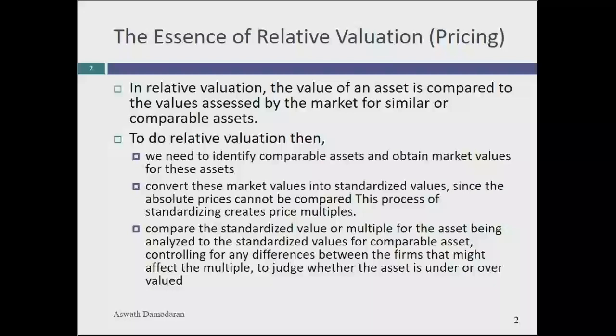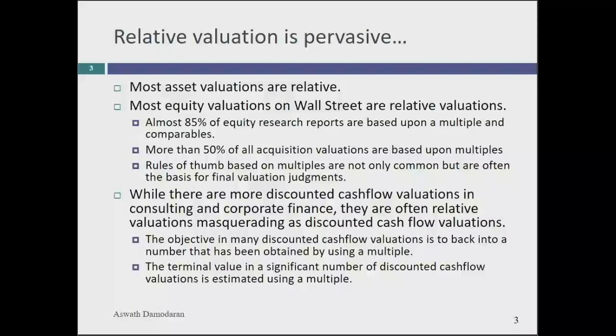So we find comparables, we standardize the price, and then we compare across the companies. And we're careful, we realize there are differences. If the company we're looking at is riskier or has higher growth, we try to control for differences. The essence of pricing is those 3 steps: coming up with the comparables, standardizing the price, controlling for differences. So early on I told you that most of what you're going to run into is pricing. Let me back up that statement.